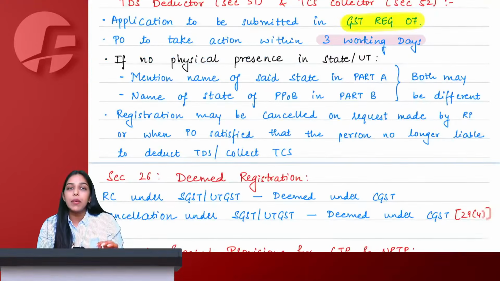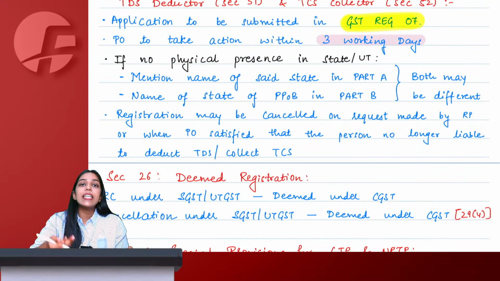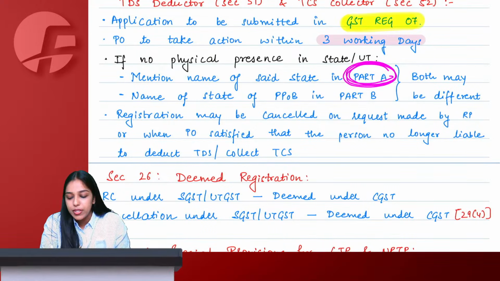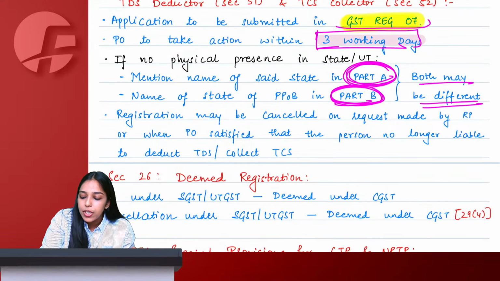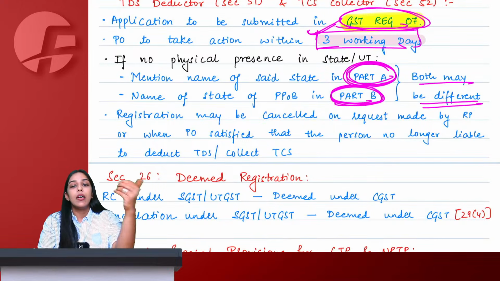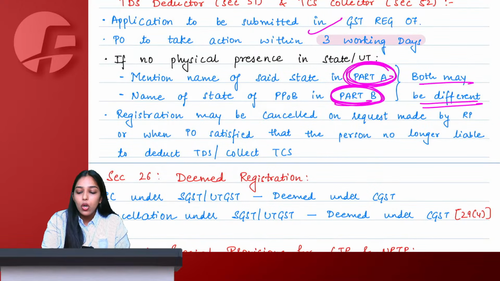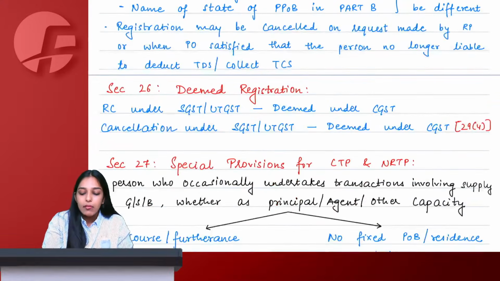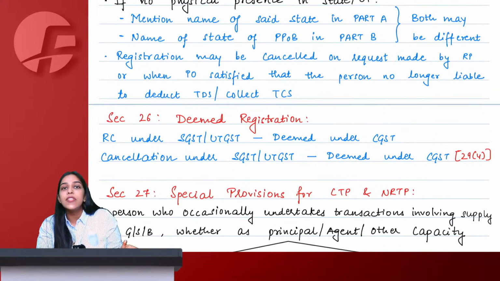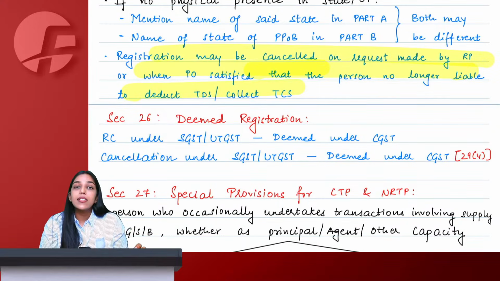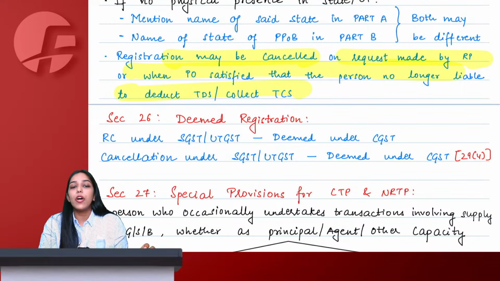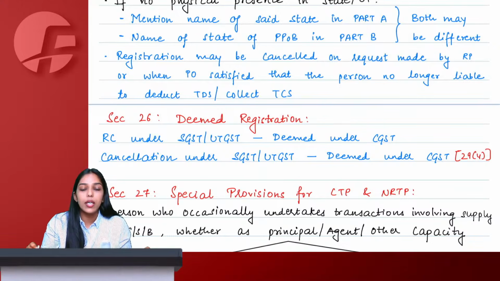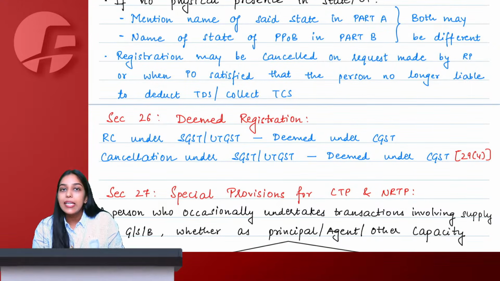So for TDS, TCS people, whatever state they want to take registration in, they mention in part A, and whatever state they actually have a place of business in, they mention in part B, and they both may be different, no problem. The day on which they make the application in REG 07, within 3 working days from there, registration will be given to them. And if they are no longer liable to deduct TDS or TCS, they can even apply to the proper officer, or if the proper officer himself is satisfied, their registration can be cancelled also. So registration may be cancelled on request made by the registered person, or when the proper officer is satisfied that they are no longer liable to deduct TDS or TCS.